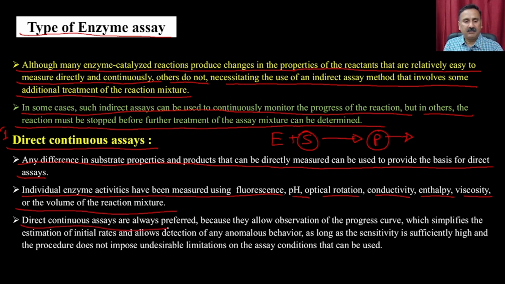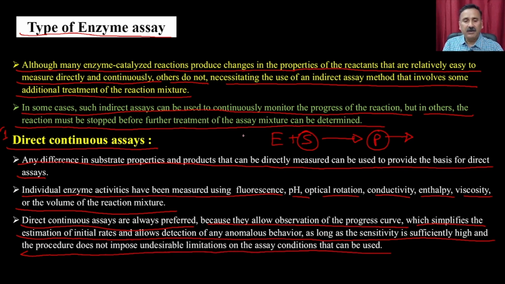Direct continuous assays are always preferred because they allow the observation of the progress curve, which simplifies the estimation of the initial rates and allows the detection of any anomalous behavior, as long as the sensitivity is sufficiently high and the procedure does not impose undesirable limitations on the assay conditions that can be used. So it is very easy and straightforward. You see the product forming, you just plot the product against time, and that's how you calculate the initial rate. You can use that for calculating other kinetic parameters, such as Km, Kcat, and so on.